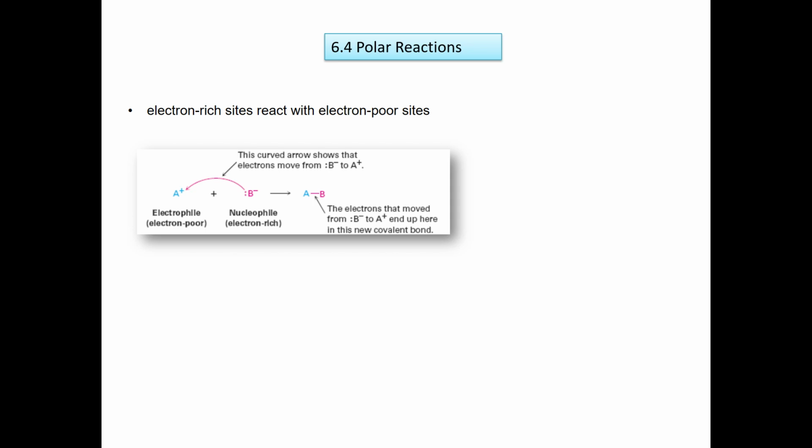Basically, a polar reaction is the reaction between electron-rich sites with electron-poor sites. The curved arrow is going from the pair of electrons to the carbocation or a cation. Okay? The two pair of electrons that are moving from B to A are the ones that are forming the new carbon-carbon or carbon-heteroatom bond.